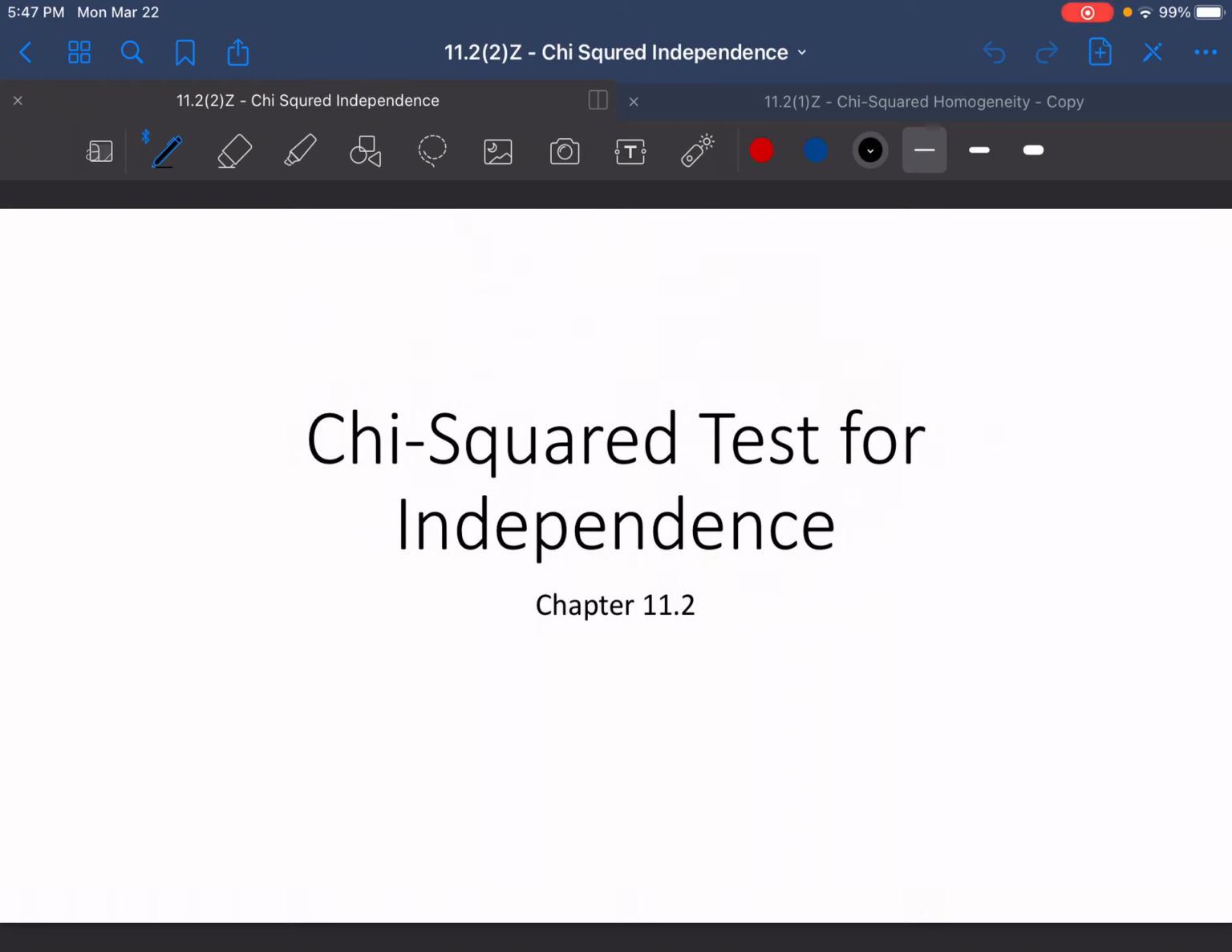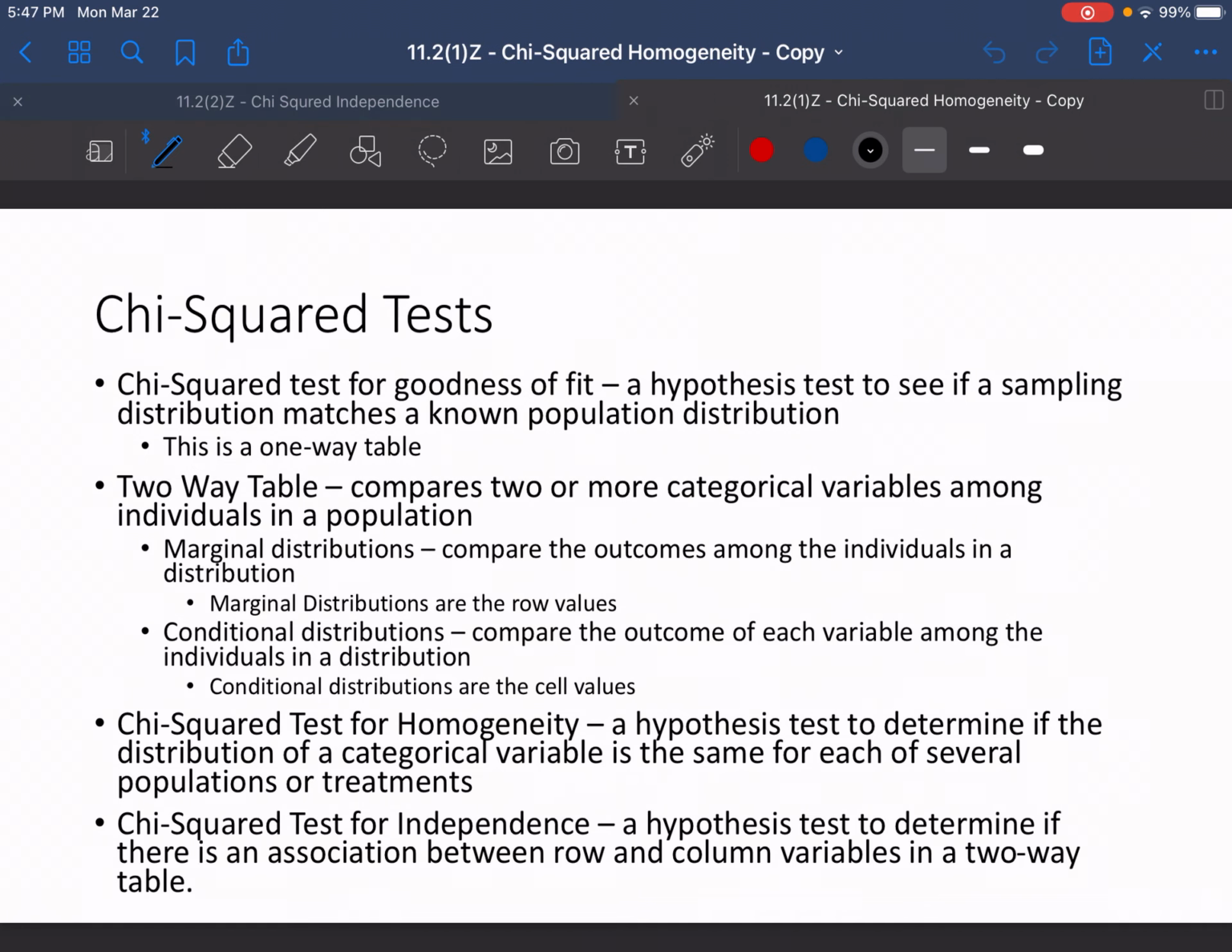All right, guys, in this lesson, we're going to be looking at a chi-squared test for independence. Our objective here is just to run a chi-squared test for independence of two categorical variables. Before we get going, last time we looked at a chi-squared test for homogeneity. The chi-squared test for independence is almost identical, with the exception of the end goal of what you are actually trying to test for, what you're trying to hypothesize.